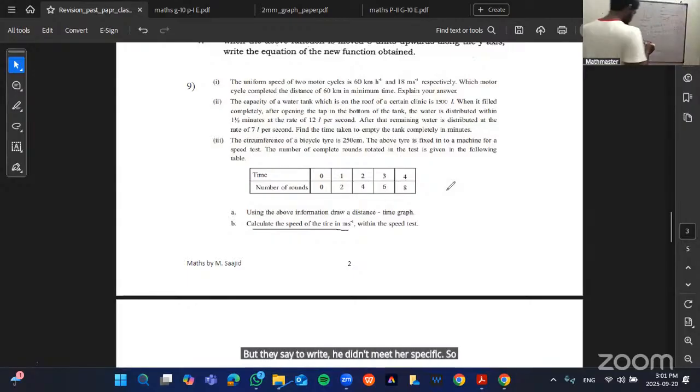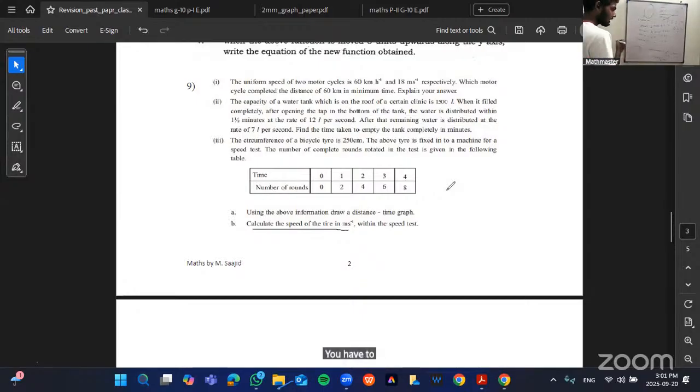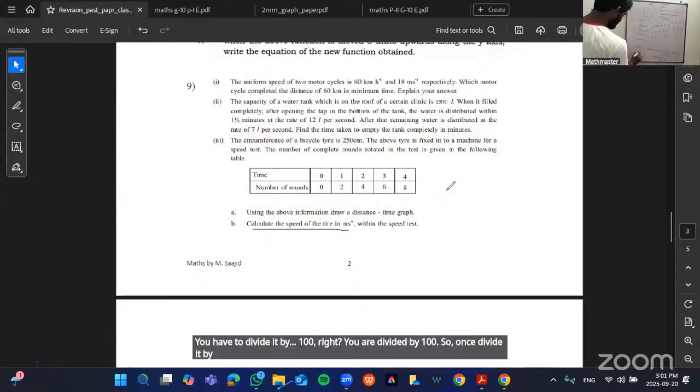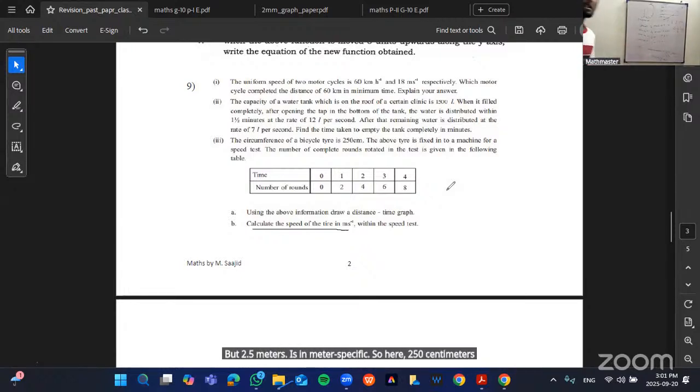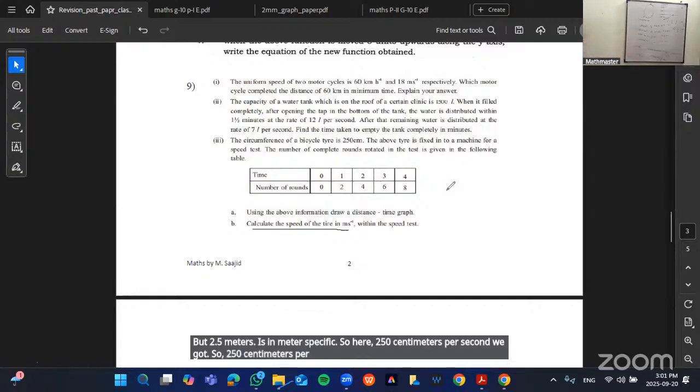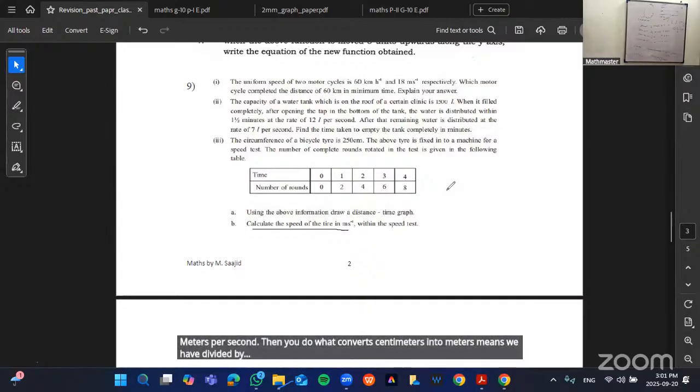So how do you convert centimeters into meters? You have to divide by 100. Once divided by 100, it becomes 2.5 meters per second. We got 250 centimeters per second, but we can't write that because they have asked for meters per second. To convert centimeters into meters we divide by 100. Therefore, the answer is 2.5 meters per second.